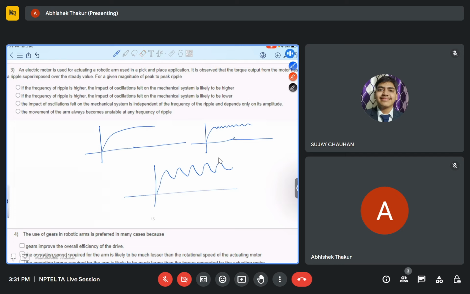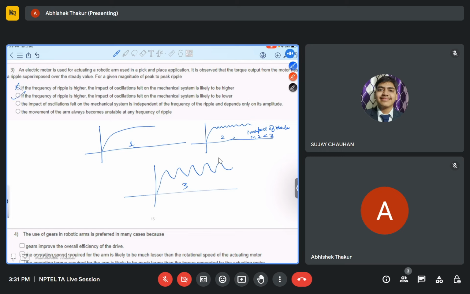Here you can see in this case, the impact of oscillation is... Let's suppose this is case 1, case 2, case 3. Impact of oscillation in 2 is less than 3. So here frequency is higher, so the impact of oscillation is lower. So option B is correct here.